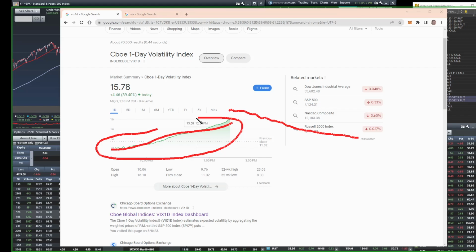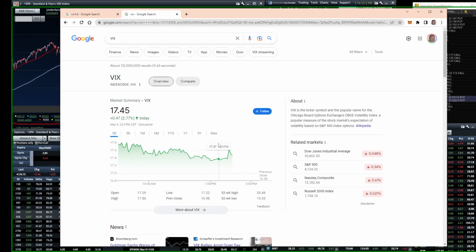So again, that is why we're seeing this big disparity or big difference in the slope of the curve between today's VIX one day and the regular VIX today. All right, guys, just wanted to explain that to everybody. I know it can be confusing, but we will always try and make things as easy as possible to understand.